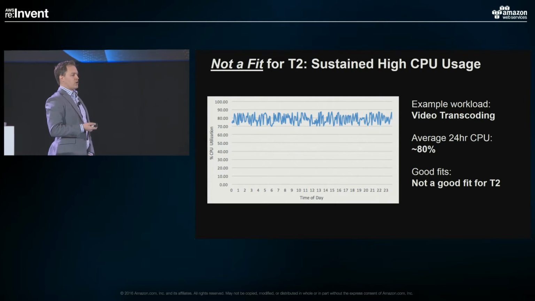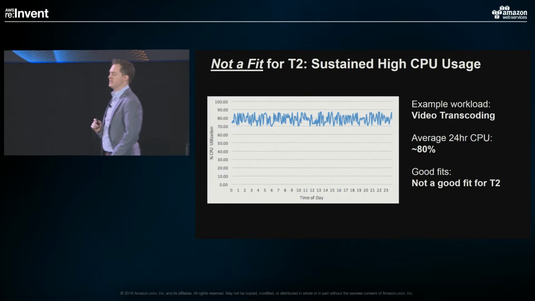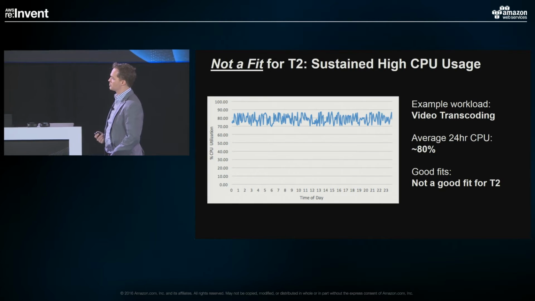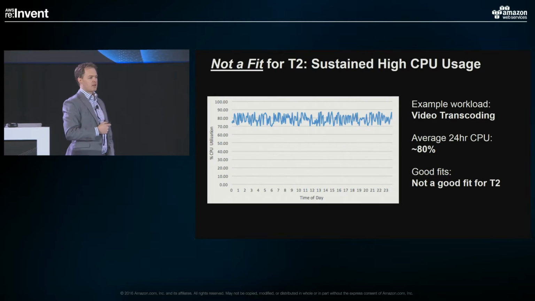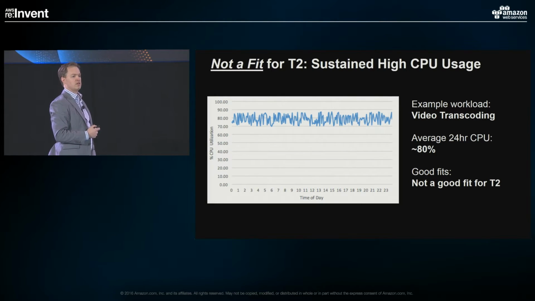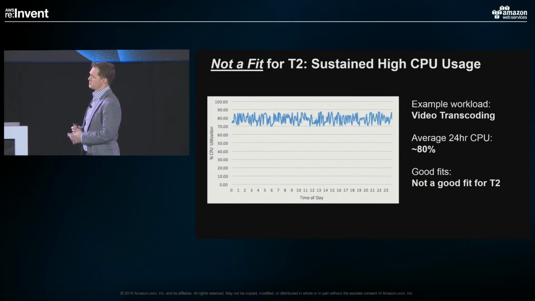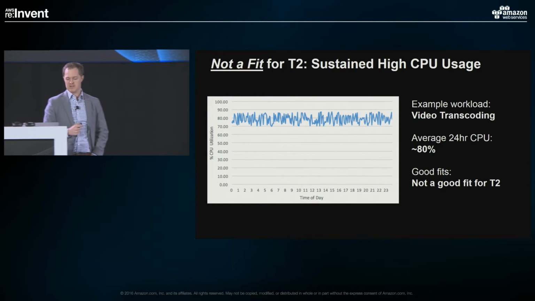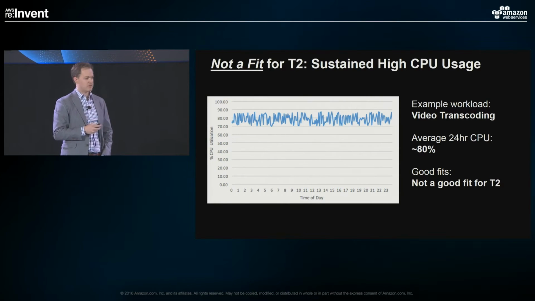Of course, there are going to be applications which aren't a good fit for T2, and it is important to recognize that as well. In this example, maybe we have a video transcoding worker job, something where we're going to maintain very high CPU utilization almost all the time. Here your average utilization over 24 hours is about 80%. This is the kind of thing where you're going to want to use an instance like a C4 that can have full-time high performance. The good news, of course, is EC2 offers lots of instances that give you that kind of performance, and for applications which need it, that's what you should use.